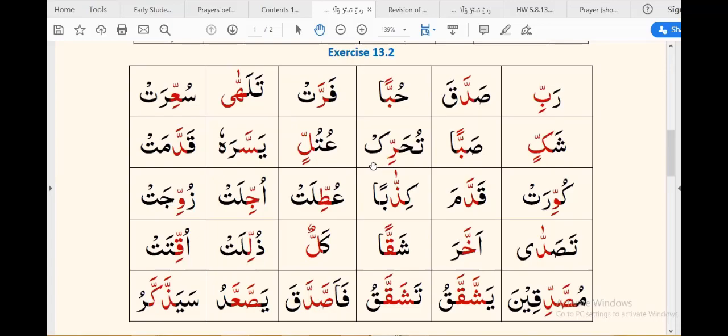Now let's see if you can do the next one by yourself. تحرك. Well done. Excellent. So over here, you join the ha to the ra and then the ra to the kaf. Tuharrik. تحرك. Well done. Excellent. Let's carry on. أطلن. Okay, well done. Nearly there.